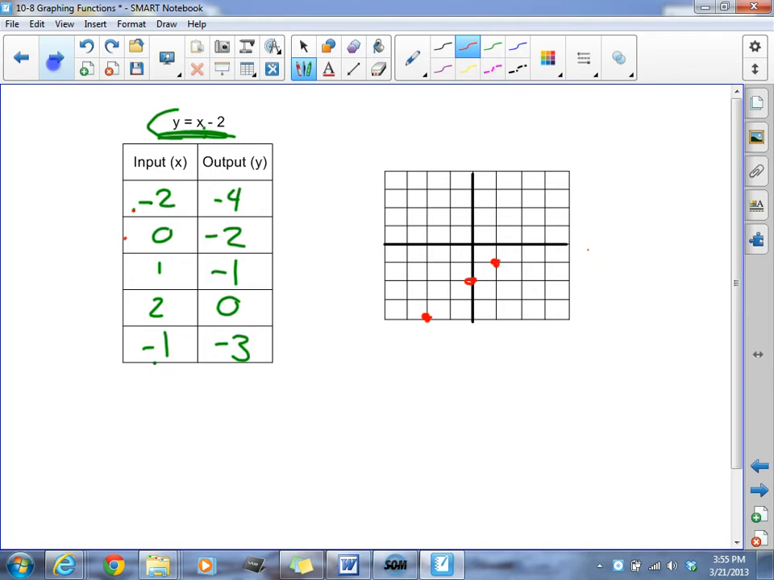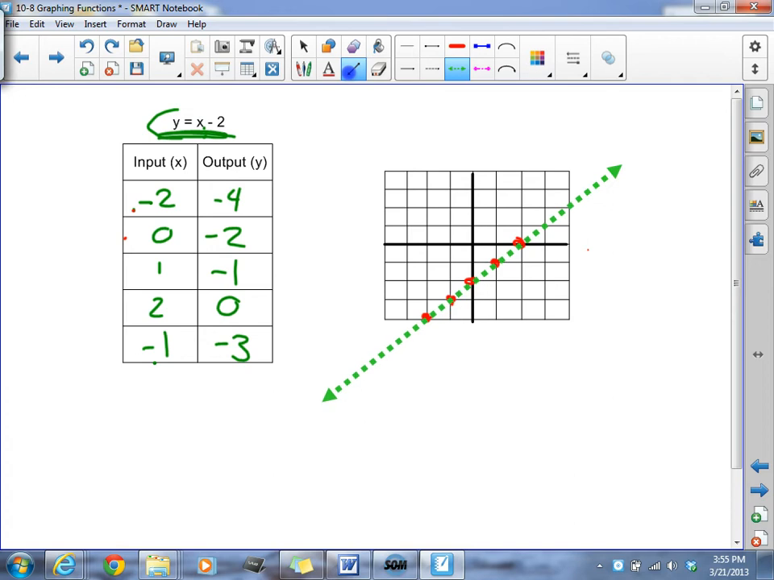2, 0, so move over 2. That's that point right there. And then negative 1, negative 3, so negative 1, negative 3 right there. Oh, look at that, ladies and gentlemen. I can now make a nice straight line through all the points in my graph.